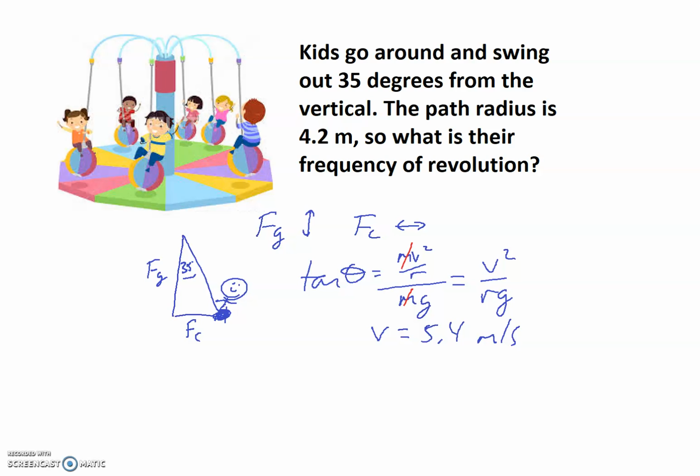Once I have that, I can use the old expression, speed is equal to 2 pi r f, in order to find the frequency, which is basically speed is distance times the frequency. So frequency would then just be v divided by 2 pi r, and that would give me about 0.20 hertz. So the frequency of revolution would be about 0.2 hertz, so that means it would take about 5 seconds for it to get around.